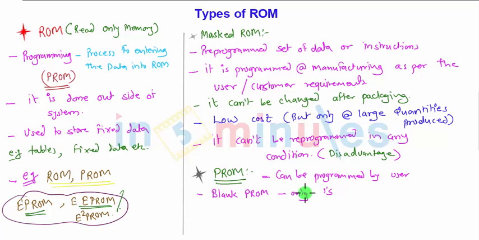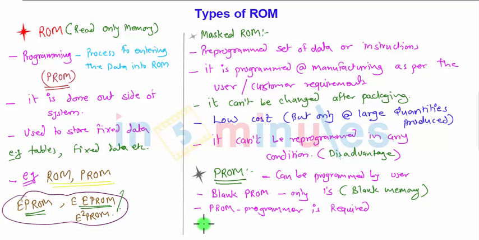So the PROM is manufactured as a blank memory. It consists of only ones. That means you can call it a blank memory. But to program it, again there's a disadvantage, or you can say one costly procedure. To program it, the user requires a PROM programmer. The PROM programmer is a device which programs the ROM.